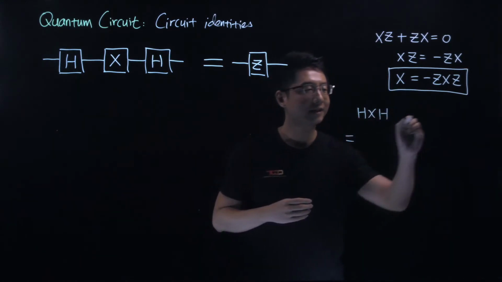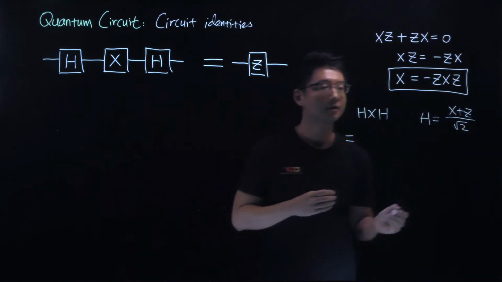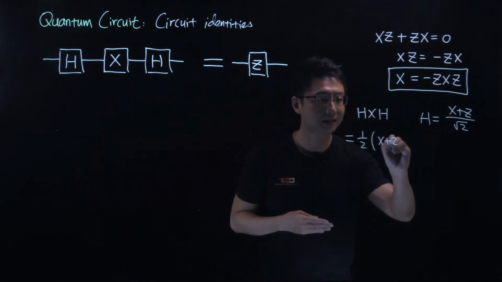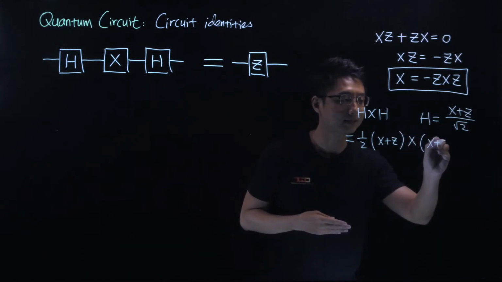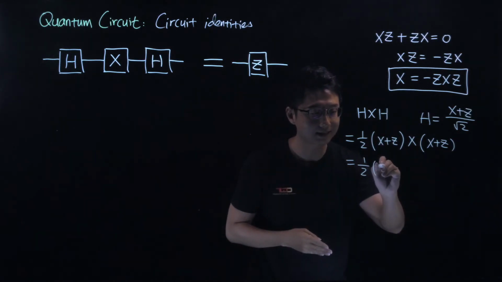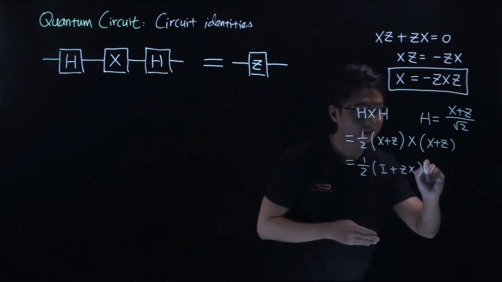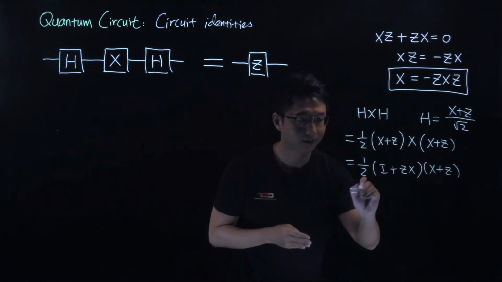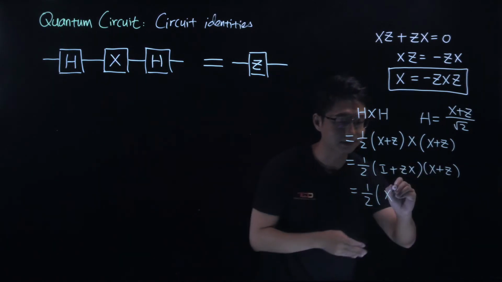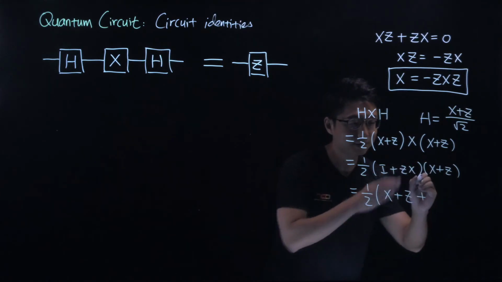Let's remind ourselves that the Hadamard gate is the same as X plus Z over root 2. So plugging in here, we will have 1 over 2, and X plus Z times X times another X plus Z. So for the first part, we have X times X, that's the identity, Z times X, followed by this term. Alright, so identity times the X, that's the X, identity times Z, nothing happens. Here we have ZX times X, so ZX squared. X squared is the identity again.